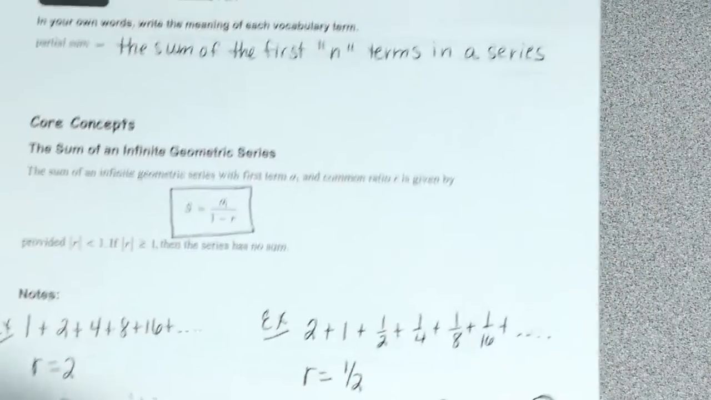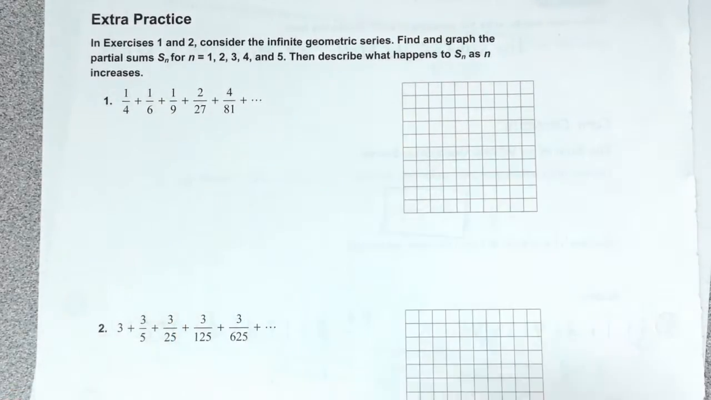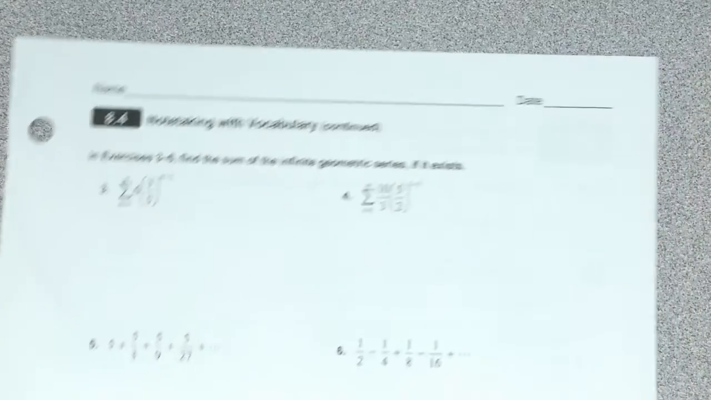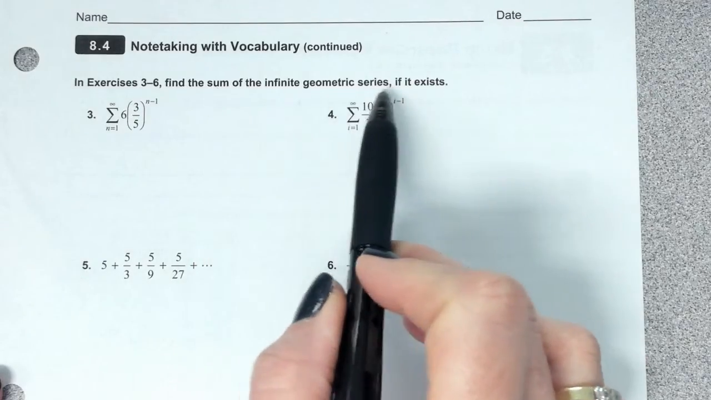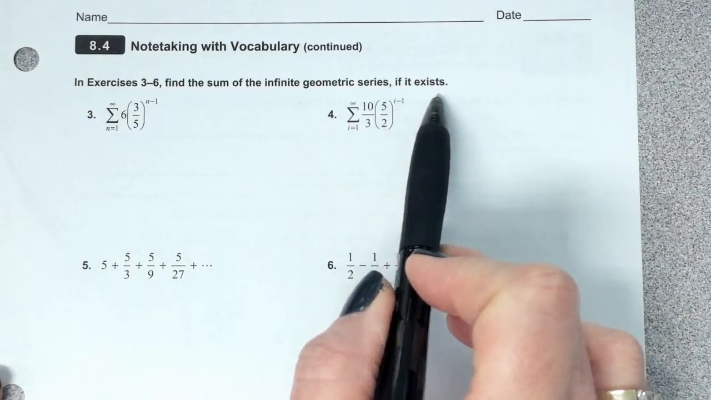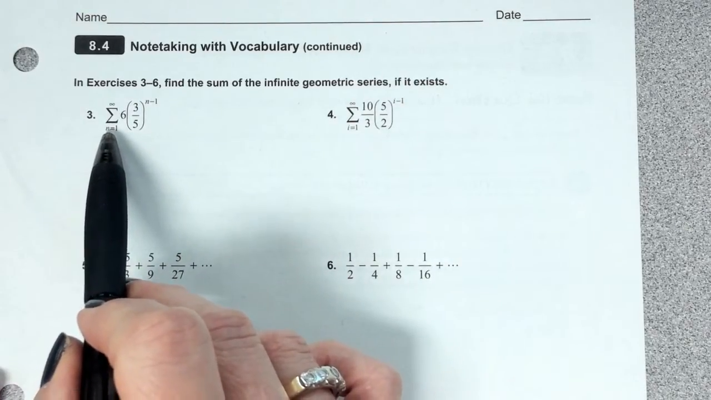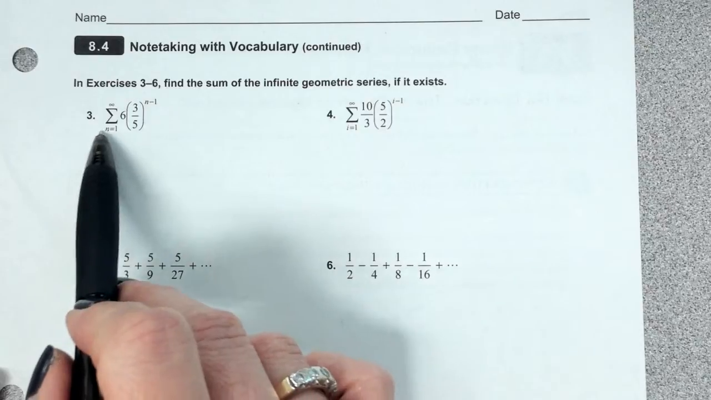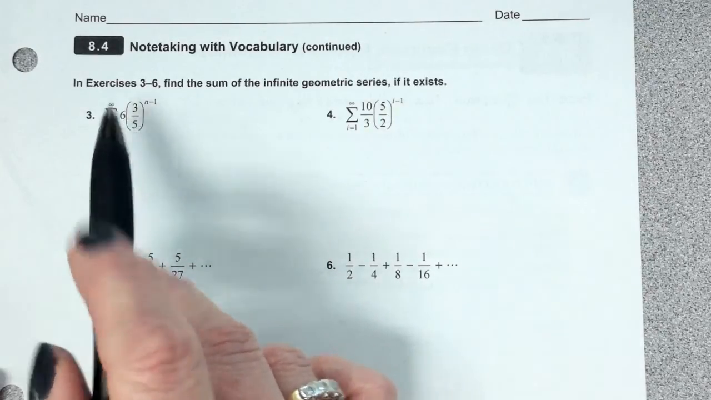Flip over to the next page. Your book is going to have you do some graphs. I don't care about you doing the graphs. It's not really that important. So let's go over to number 3. So it says to find the sum of the infinite geometric series if it exists. By looking at this problem, I can see that it is going to be an infinite geometric series because it says that n is going to go from 1 to infinity. So therefore, it is going to be infinite.